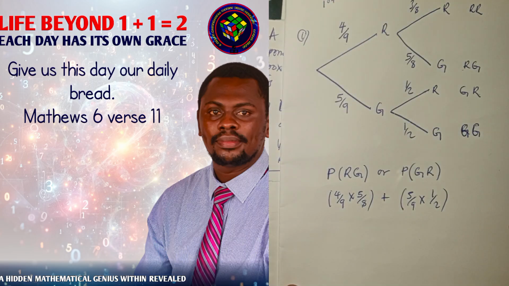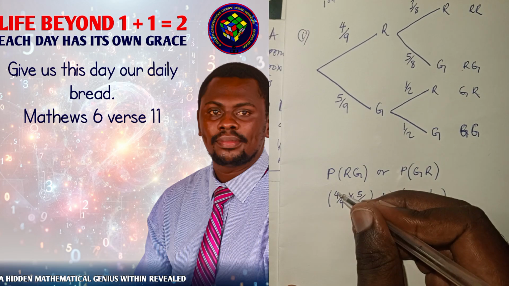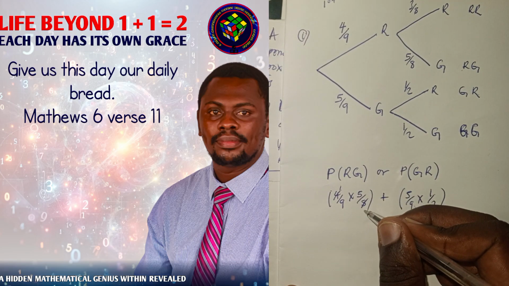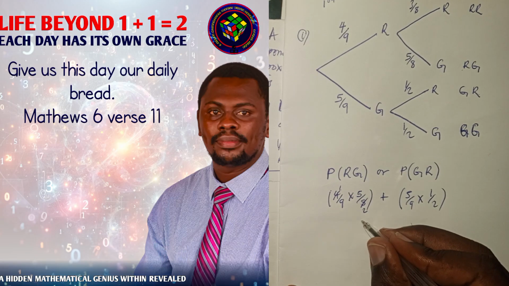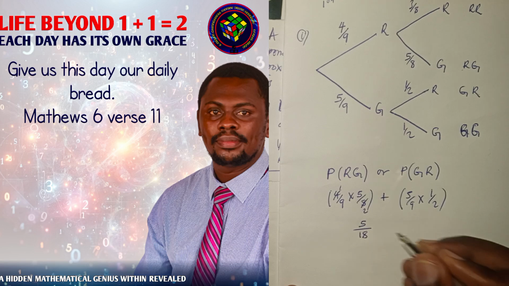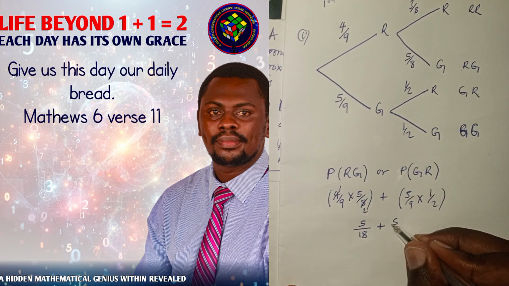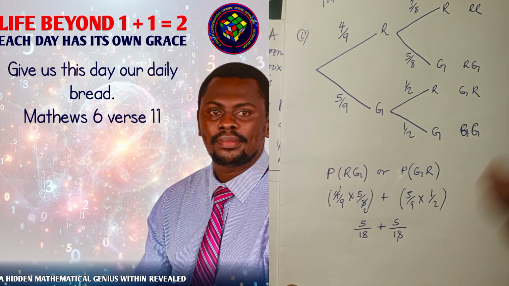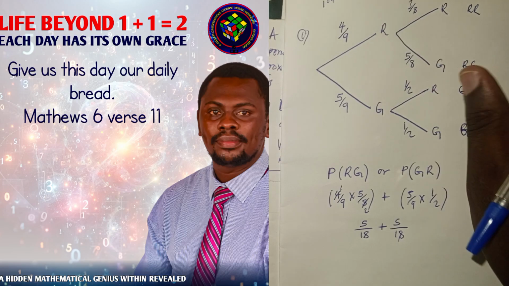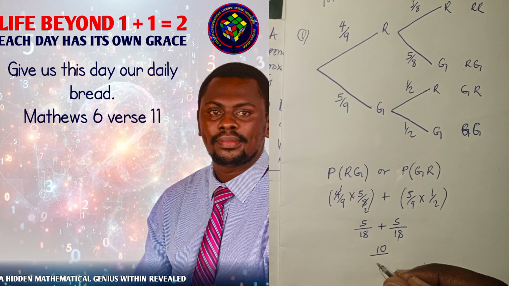So we work them out. 4 in 8 is 2, and 4 in 4 is 1, so we get 1 multiplied by 5, that is 5 over 18. Plus the other one, 5 over 2 multiplied by 9, which is 18. So we have the same denominator, and you can just add the numerators. 5 plus 5 is 10, so it's 10 over 18.